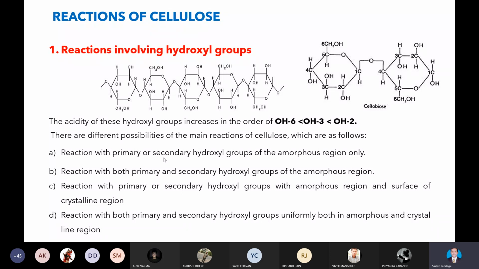What is the difference? Primary or secondary means either this or this. That is the first case. Second, both primary as well as secondary of the amorphous region. Then the reactions with the primary or secondary hydroxyl group of the amorphous region and the surface of the crystalline region. See, try to understand the points.